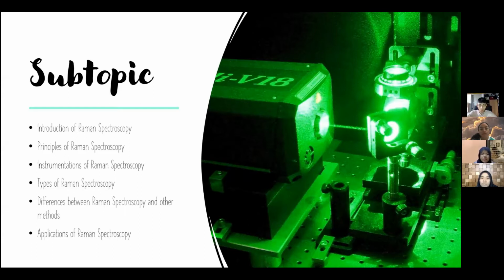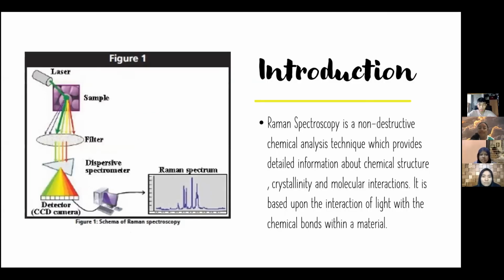Next slide. So for the introduction, what you need to know about Raman spectroscopy is that it is a non-destructive chemical analysis technique which provides important detailed information such as chemical structure, crystallinity, molecular interaction, and phase. It is based upon the interaction of light with the chemical bonds within a material.